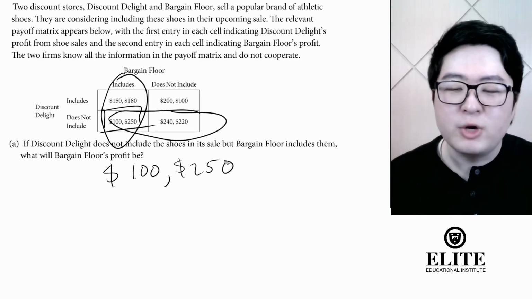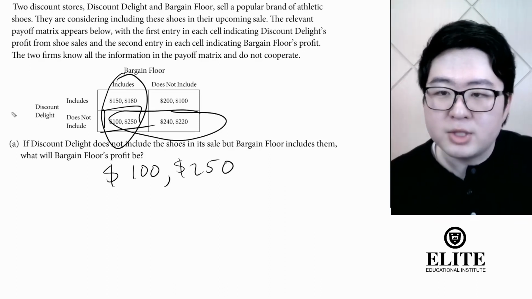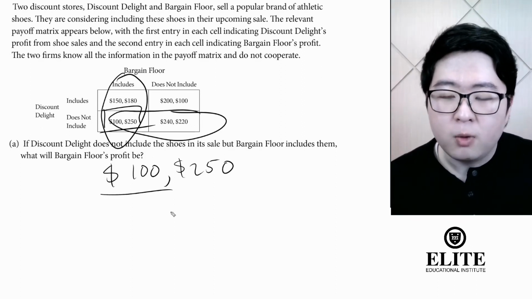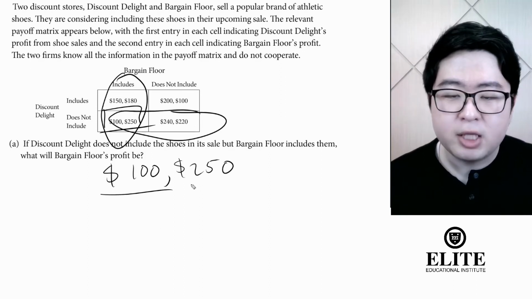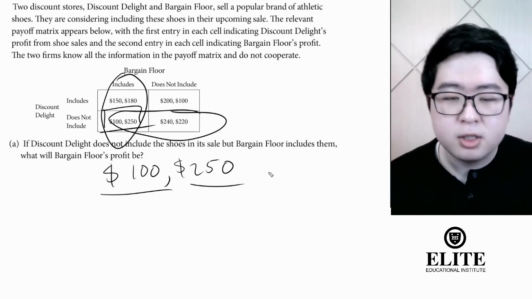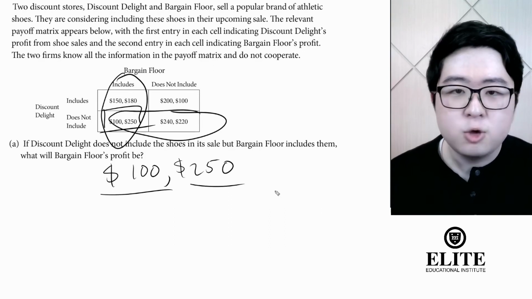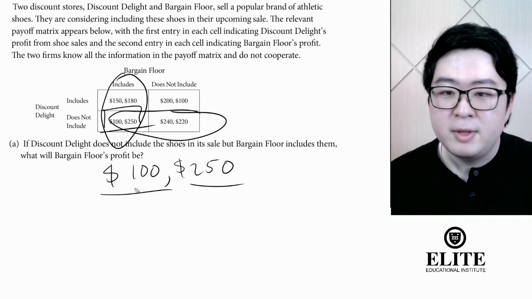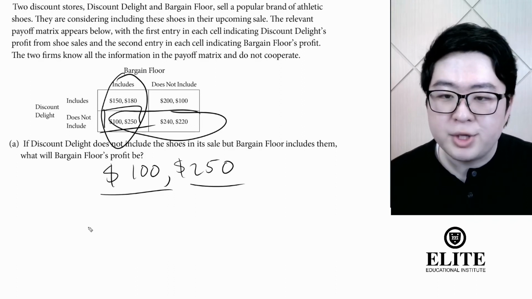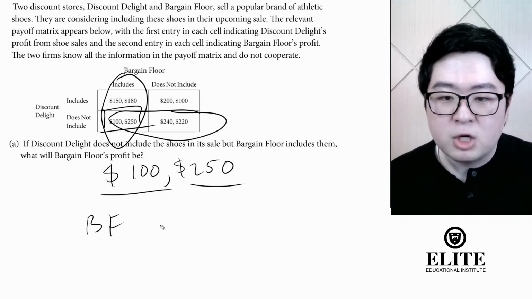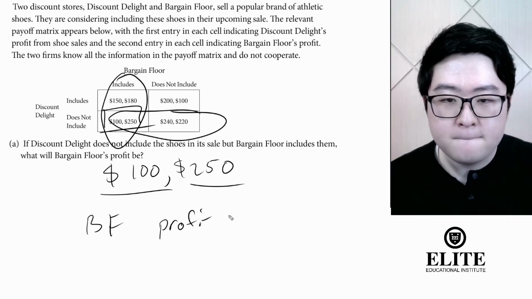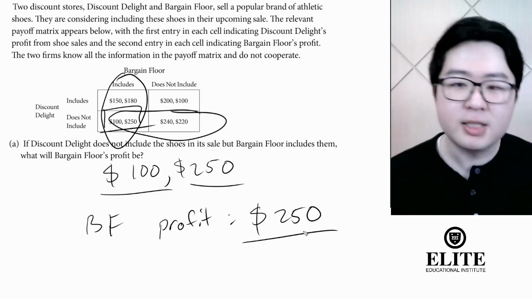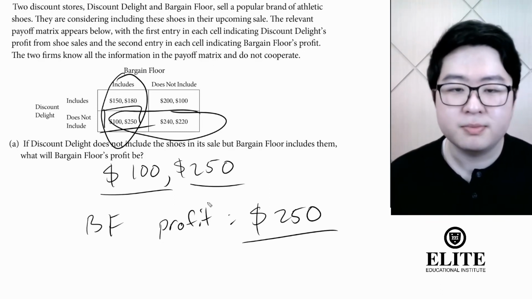And just be sure to note which one is which, right? The left number is always going to be the player on the left here, right? So 100 corresponds to Discount Delight, and the right number is always going to be the player on the top here. It's going to correspond to Bargain Floor, right? So whose profit are we considering here? We're thinking about Bargain Floor's profit, right? And that, of course, is going to be the second number. So we'd say that Bargain Floor's profit will be $250 in the case where Discount Delight does not include the shoes and Bargain Floor does.